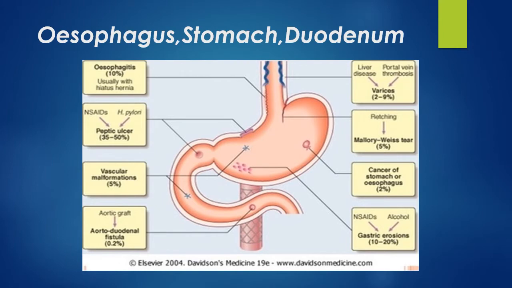Practically, upper GI bleeding involves structures such as the esophagus, the stomach, and the duodenum. So bleeding from any of these sites will be considered upper GI bleeding.